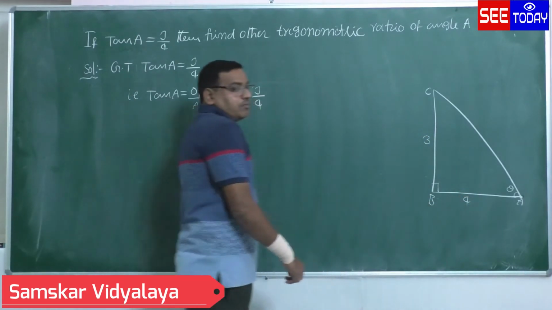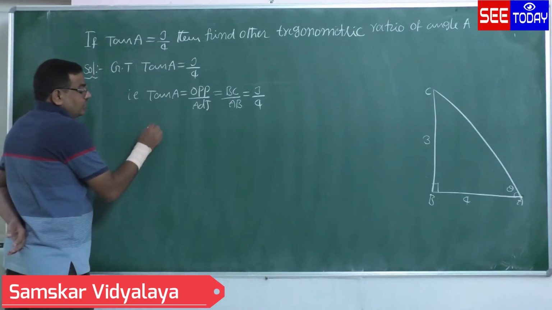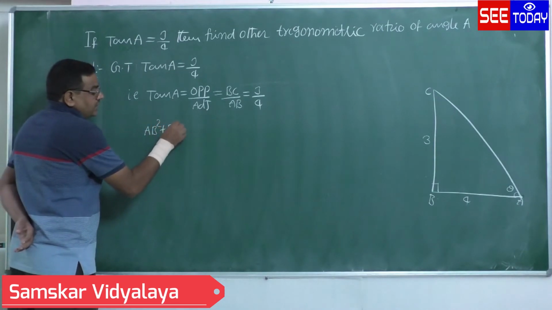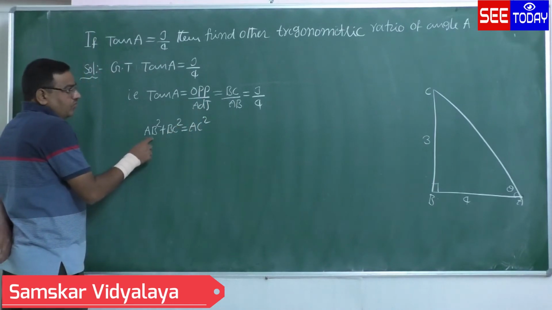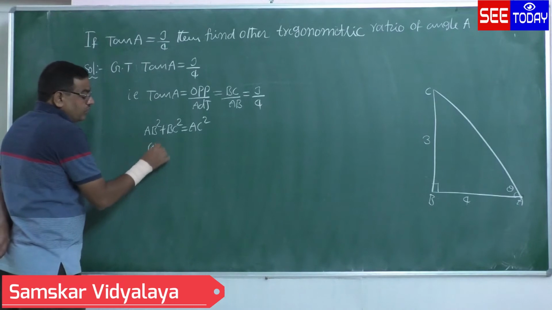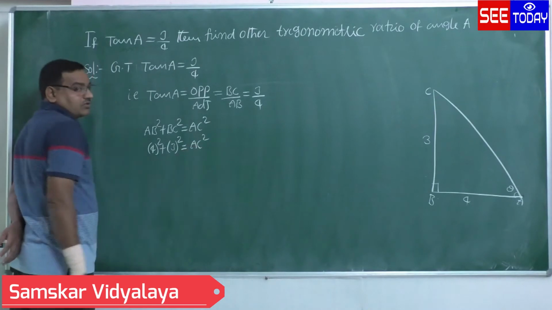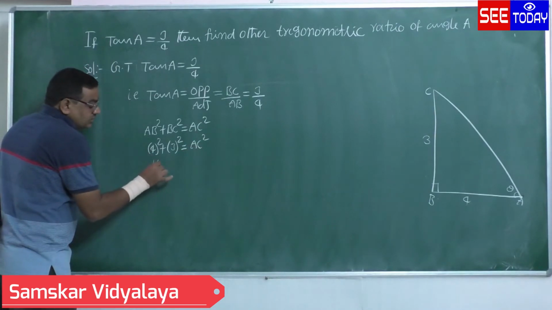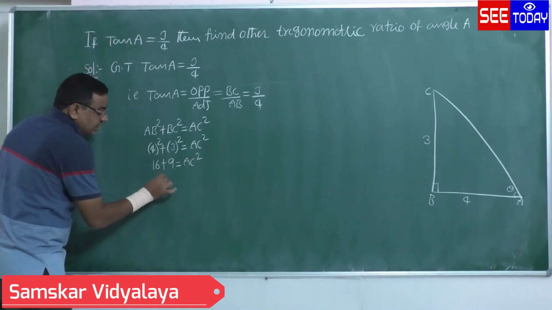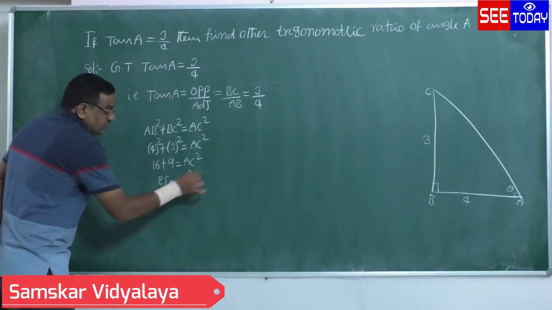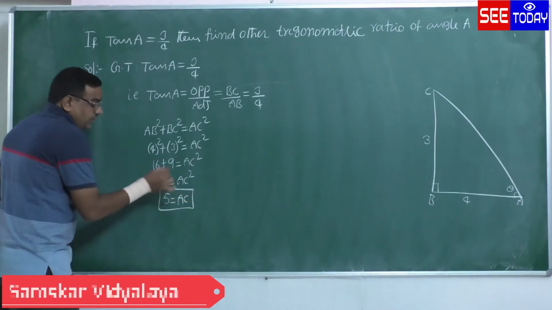This is 4. By using Pythagoras formula, what do you know? AB square plus BC square is equal to AC square. Now, AB is equal to 4, BC is equal to 3. 4 square is 16, 3 square is 9, equal to AC square. 16 plus 9, 25 is equal to AC square. Square root of 25 is 5. That is, AC is equal to 5.